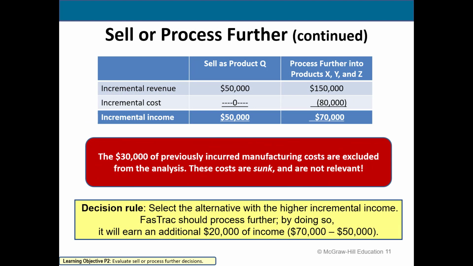The incremental income from processing further is 70,000, as you can see here, 150,000 revenue minus the cost to process further. This is greater than the incremental income of selling it now, which is 50,000. So they should process it further because it will yield them an additional 20,000 in income.